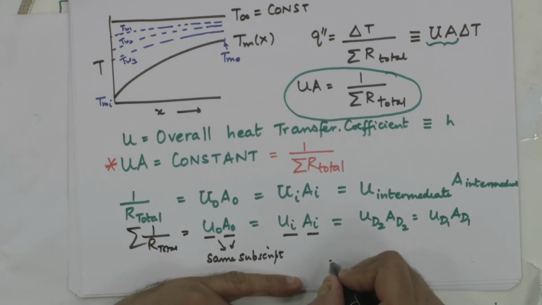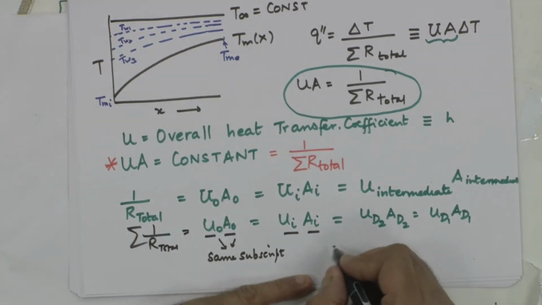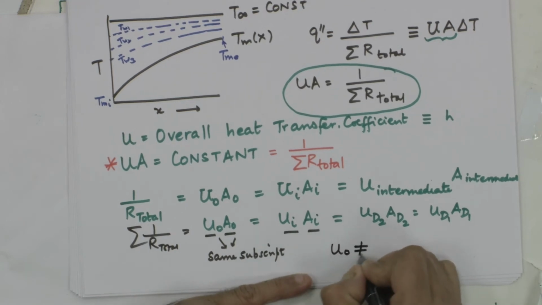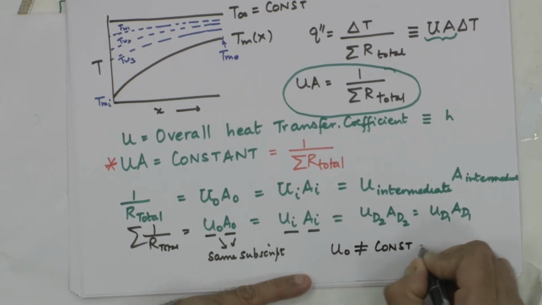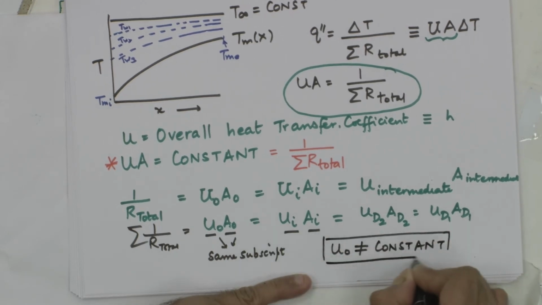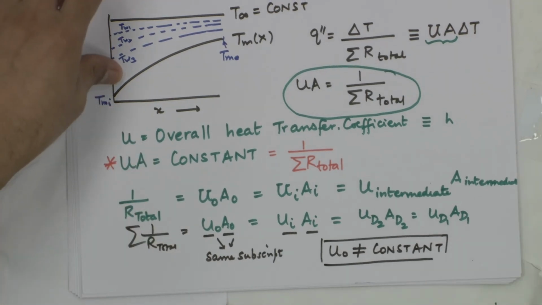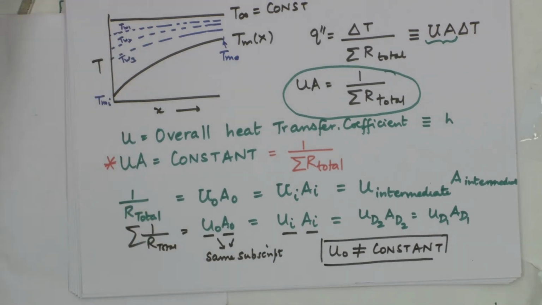This means that U naught is not equal to constant. The product of U times A is constant. The product is constant, but not U. Okay. So, from this what can we say?